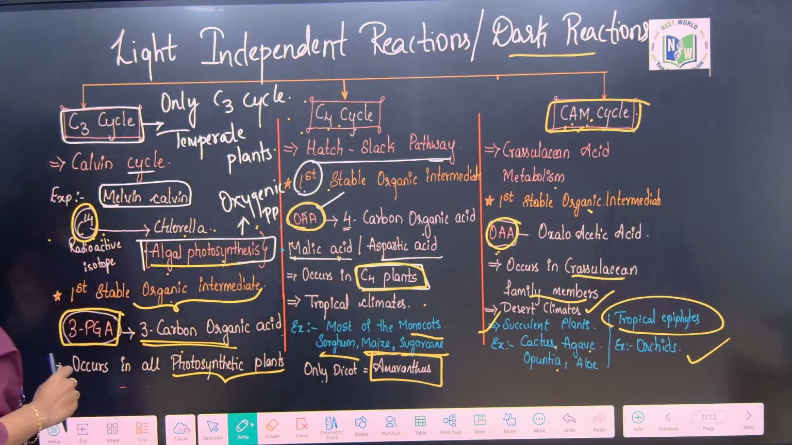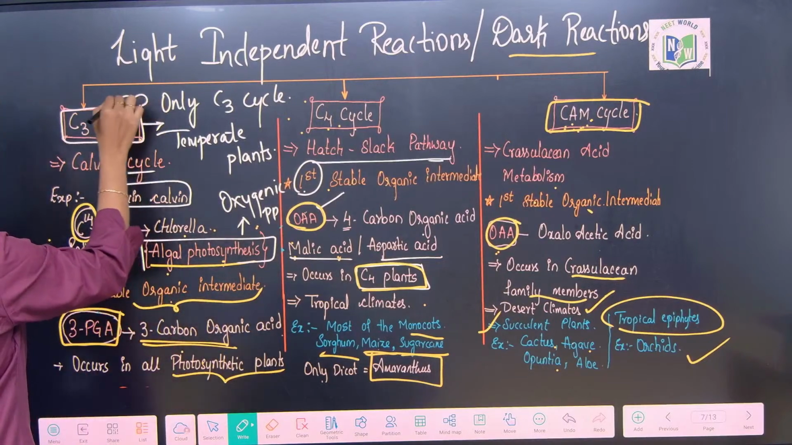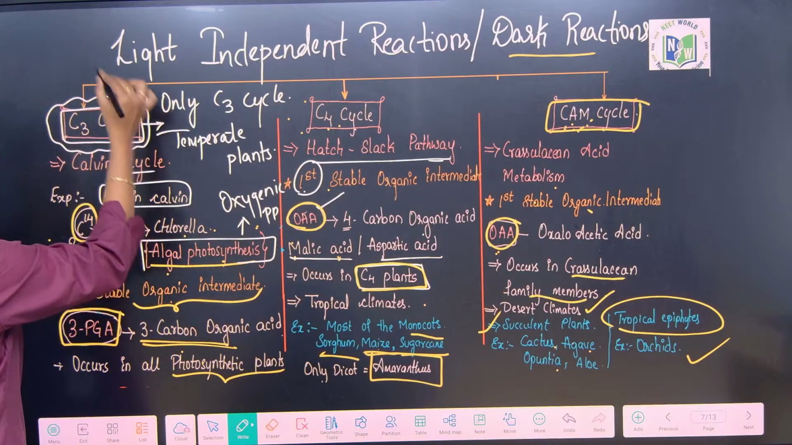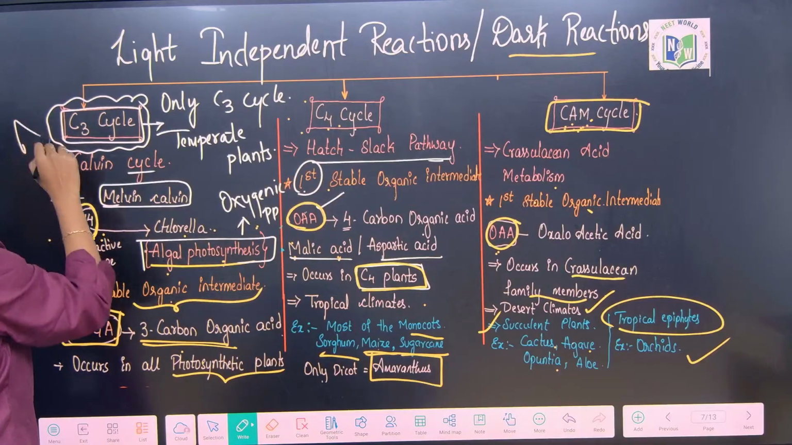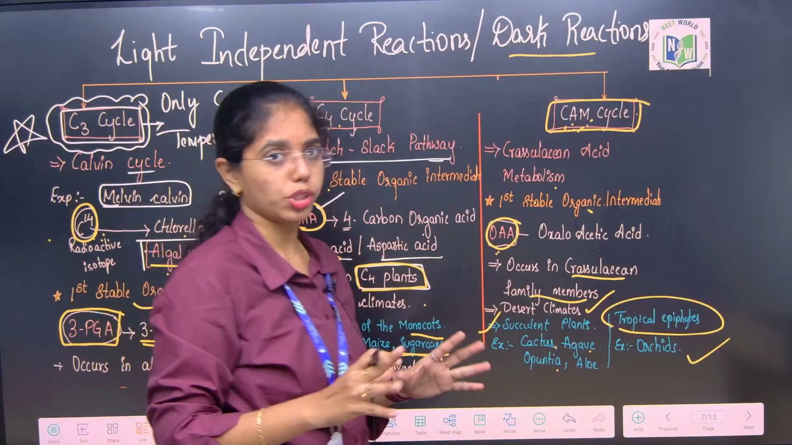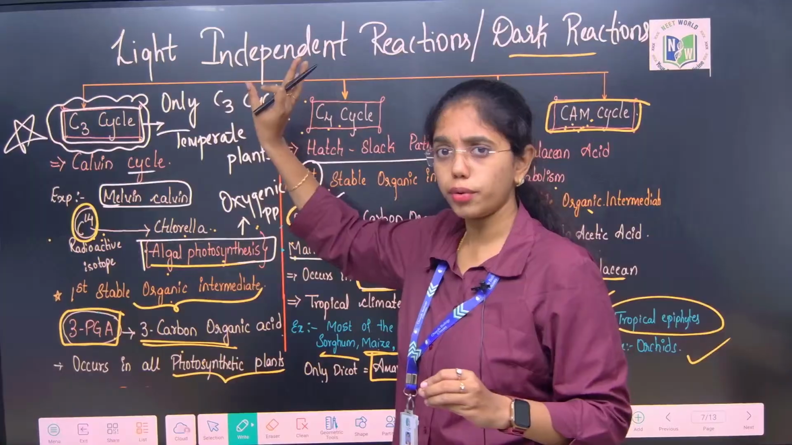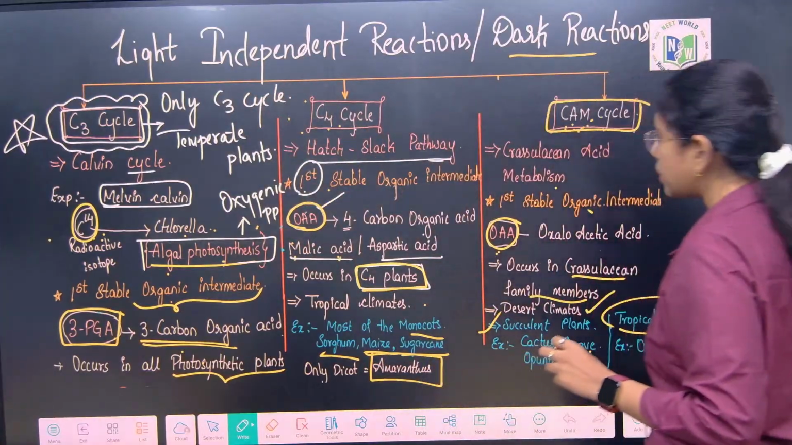Clear, right? Till here I hope everything is clear. Now, we are going to learn the complete biosynthetic pathway which happens in the C3 cycle, which is very important for your NEET and other exams. Only the C3 cycle we are going to learn in detail today. Fine. Let us learn it.